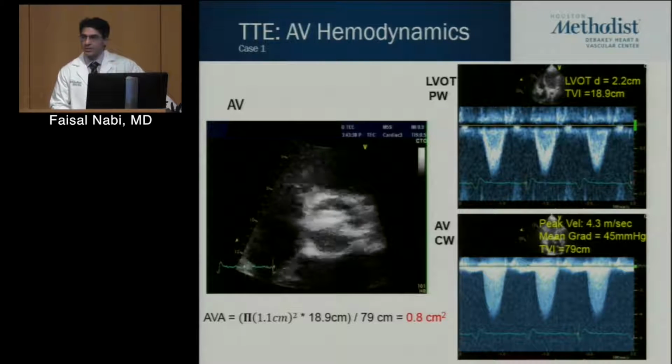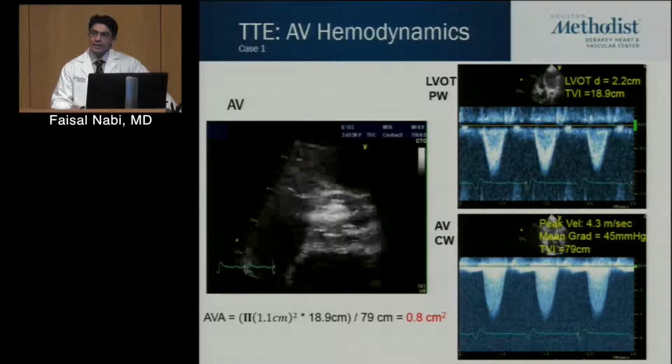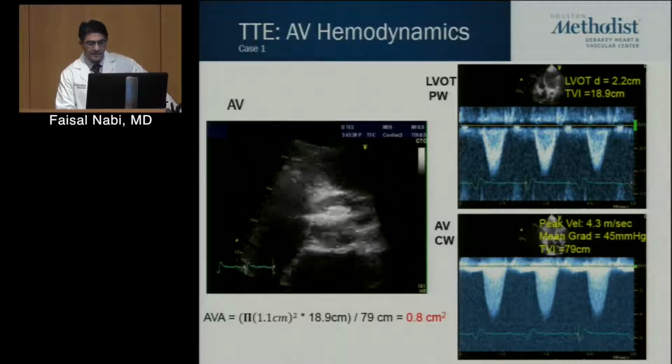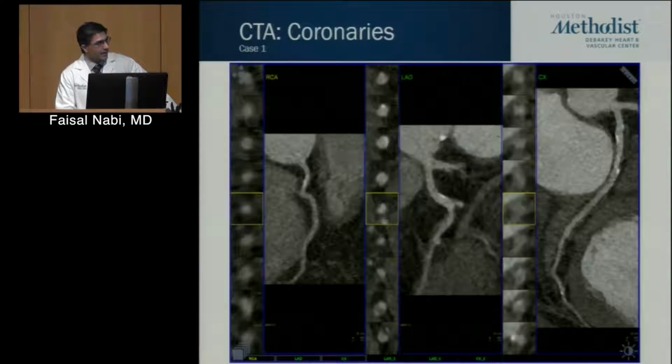Part of that evaluation, as all of you probably know, is to get a CT scan, so I'll highlight a little bit of what we're able to do with CT. Here are his coronaries. You can see some plaquing in the major coronary arteries, but really no obstructive stenosis. So the cardiomyopathy was not due to coronary disease.